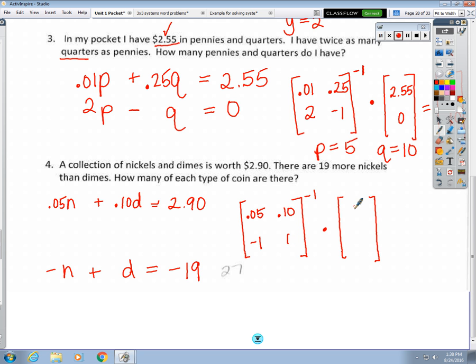Okay, and then in the other matrix, 290. You really don't have to type in the 0, it wouldn't make a difference. And then negative 19. So go ahead and type that in and see what you get. Okay, what'd you get? 32 and 13. Okay, so that means we have 32 nickels and 13 dimes. Is that 19 more nickels than dimes? Yeah, 13 plus 19 is 32.